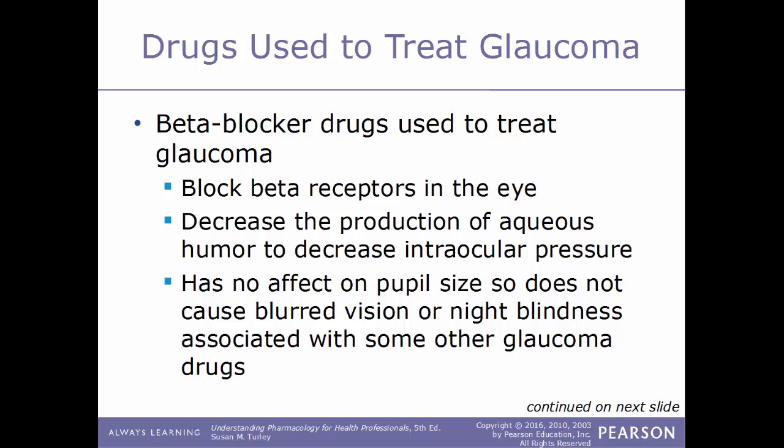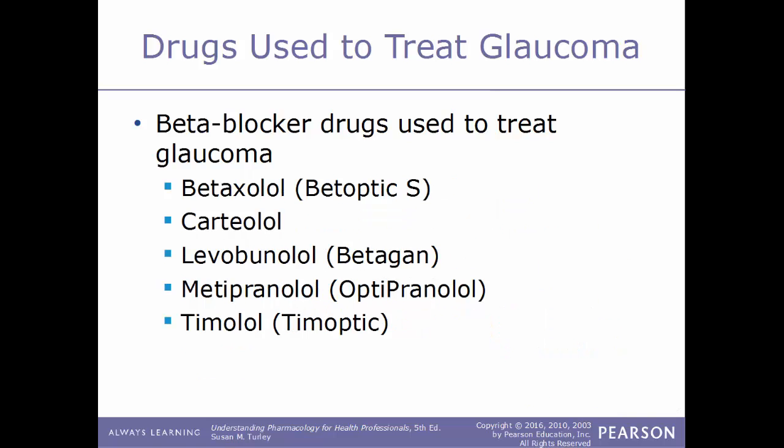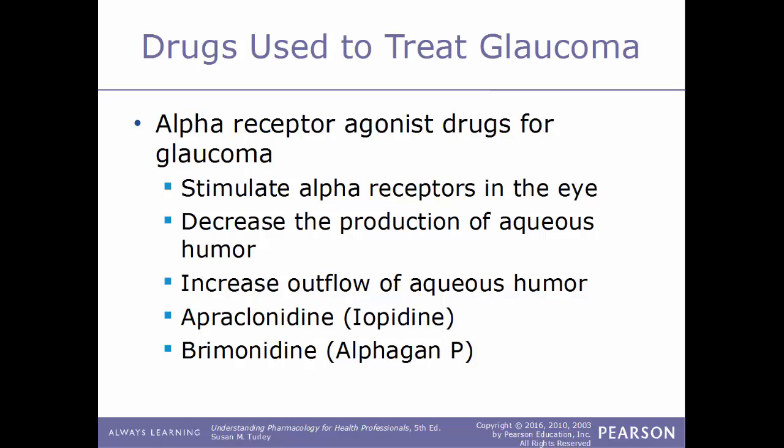And these will work because they block the beta receptors in the eye. And these will decrease the production of aqueous humor to decrease the amount of intraocular pressure. Now these kinds of drugs have no effect on the pupil size, so it does not cause a blurred vision or night blindness, which is often associated with other types of glaucoma drugs. Some examples of this type of drug: betaxolol, which is sold under the name Betoptic S; carteolol; levobunolol, which is sold under the name Betagan; metipranolol, which is sold under the name OptiPranolol; and timolol, which is sold under the name Timoptic.